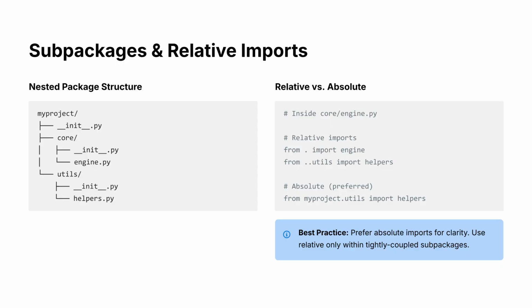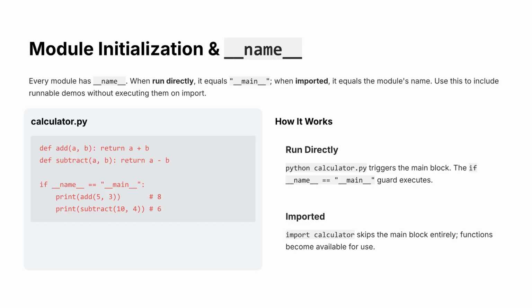That said, best practice is to prefer absolute imports. They're clearer, easier to read, and less likely to break when you move files around. Use relative imports only when modules are tightly coupled and you know they'll always live together. This is a pattern every Python dev needs to know. Every module has a __name__ variable.